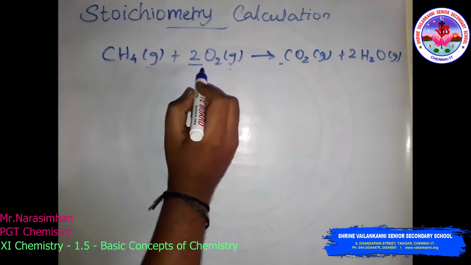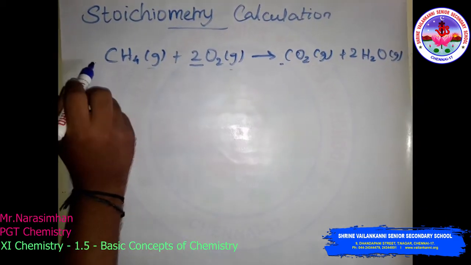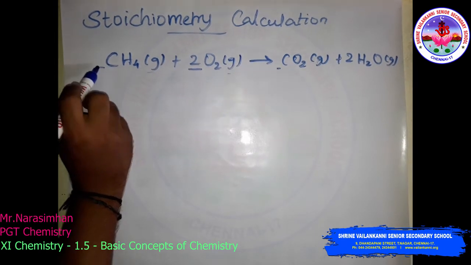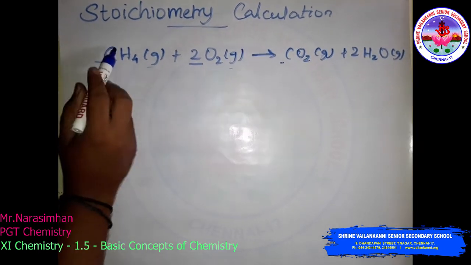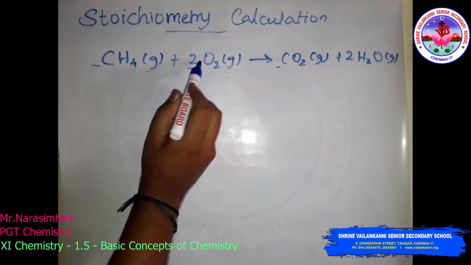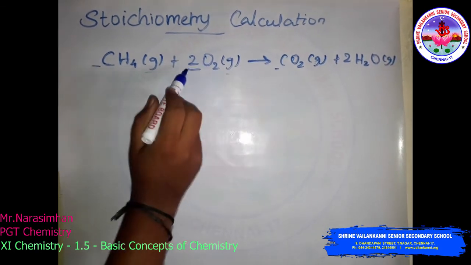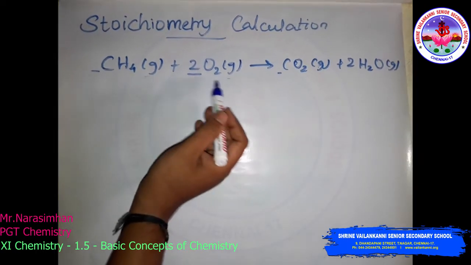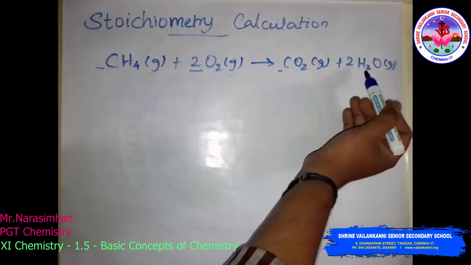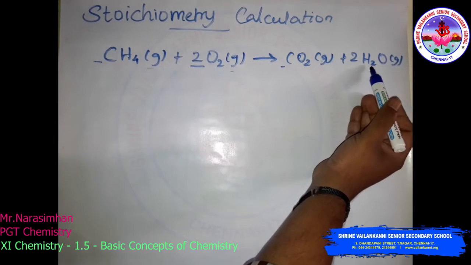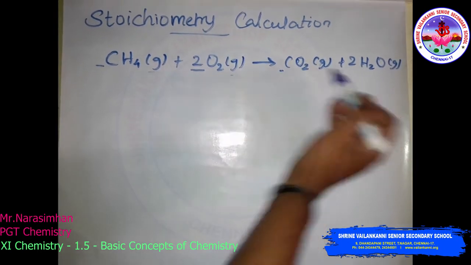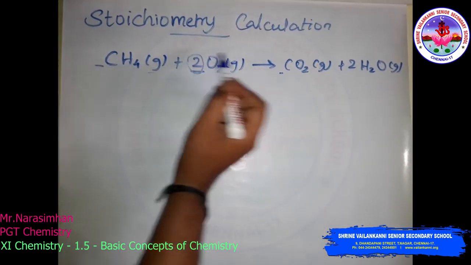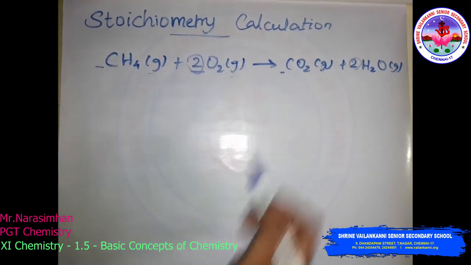So you have to check, where there is no number, you have to take it as 1, so that is 1 mole. Here 2 are present. This is called the stoichiometric coefficient. The coefficient for the oxygen and the coefficient for the water. So this is called the stoichiometric coefficient.